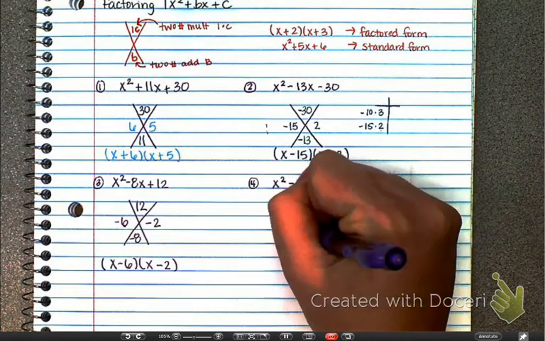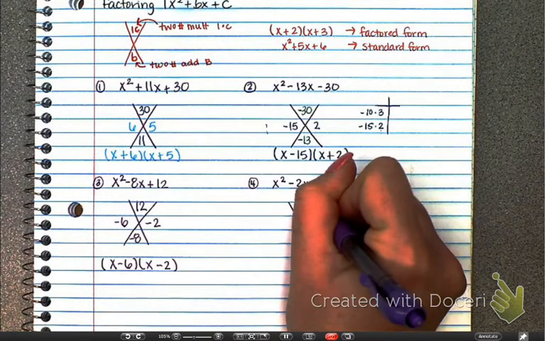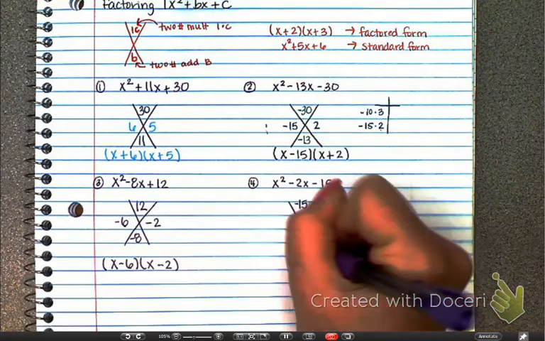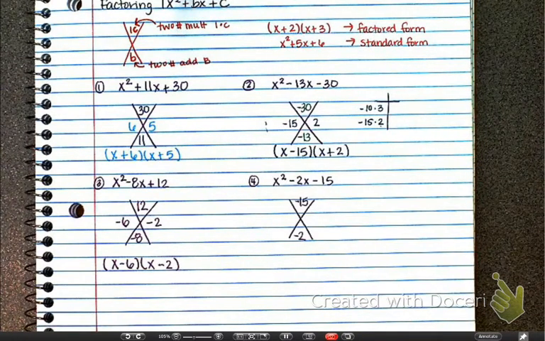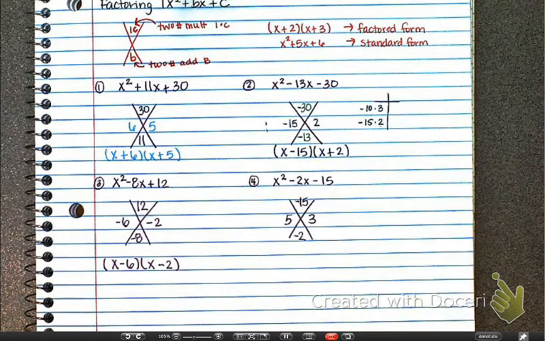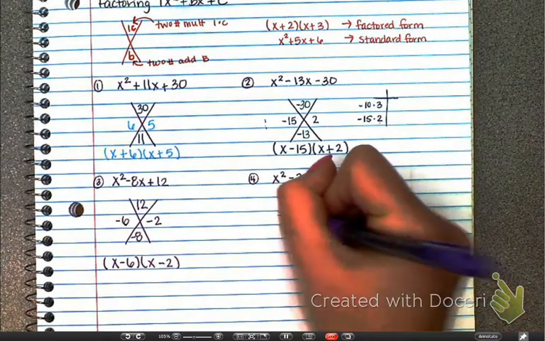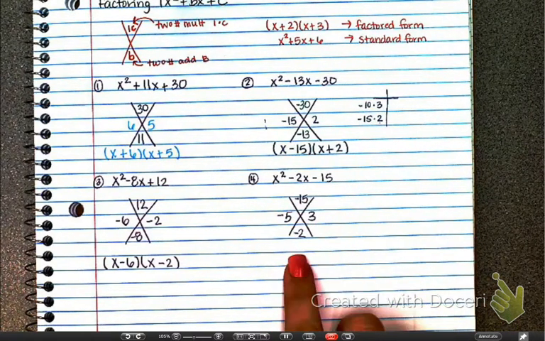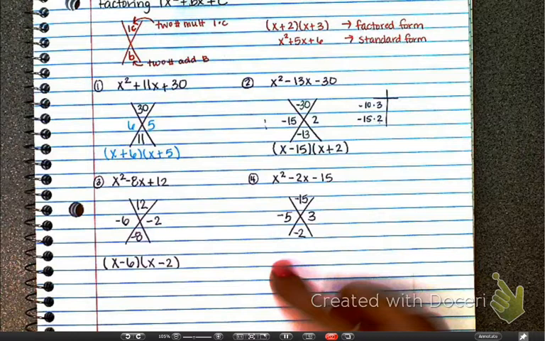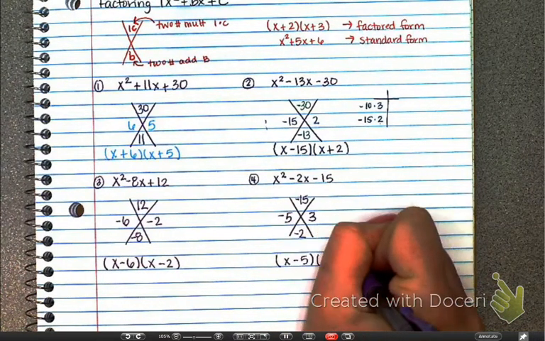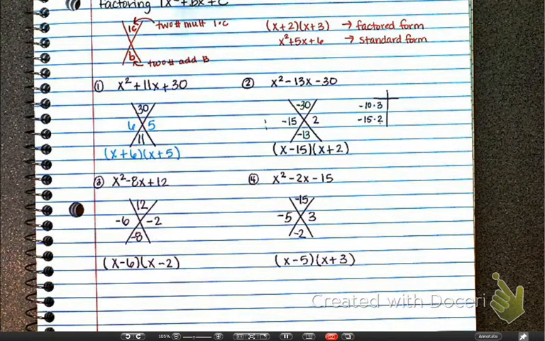Okay. Number 4, what goes on the top of my x? Negative 15. On the bottom of my x? Negative 2. So two numbers that multiply to negative 15 and add to negative 2. Which one's negative? The 5. Negative 5 times 3 is negative 15. Negative 5 plus 3 gives me negative 2. Final answer, x minus 5 times x plus 3.